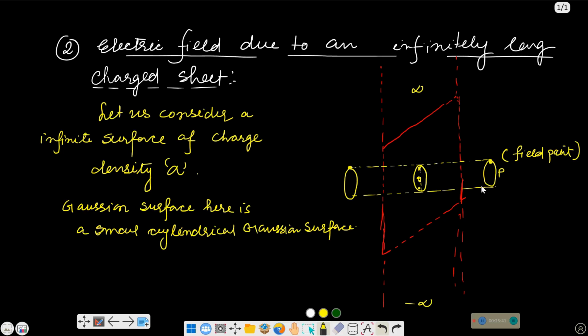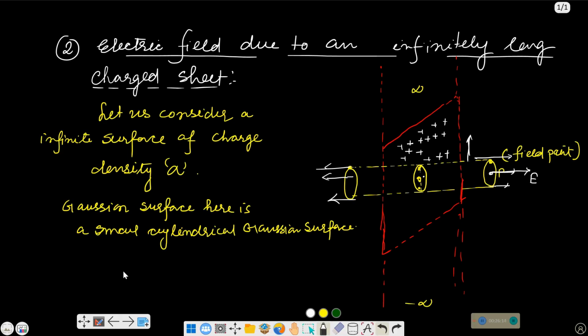Okay, so here we have three surfaces. One is a cylindrical surface, and two are circular surfaces. If this is the positive charge density, then it will have the electric field here along this direction E. From the symmetry, the electric field will be along this direction only.